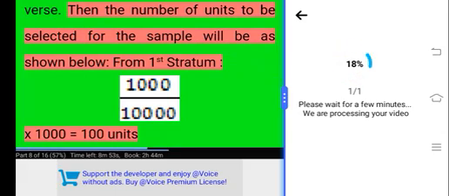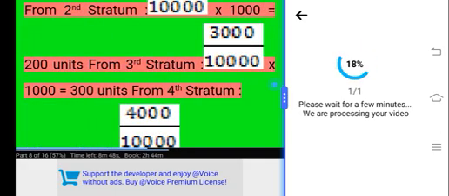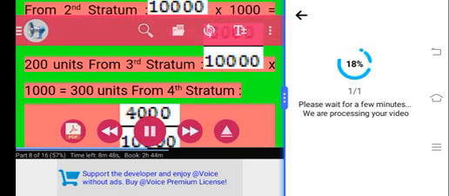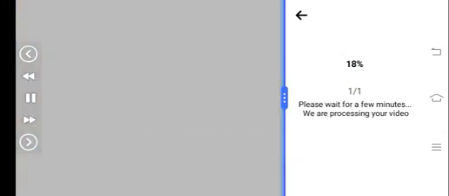From the first stratum, 1,000/10,000 x 1,000 equals 100 units. From the second stratum, 2,000/10,000 x 1,000 equals 200 units. From the third stratum, 3,000/10,000 x 1,000 equals 300 units. From the fourth stratum, 4,000/10,000 x 1,000 equals 400 units.